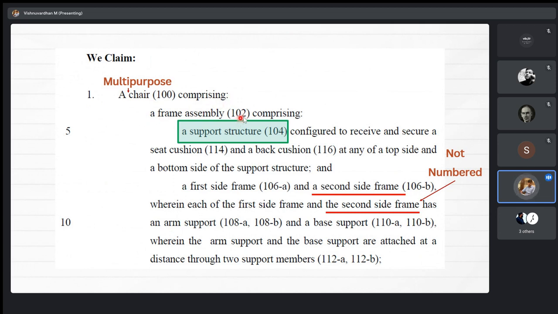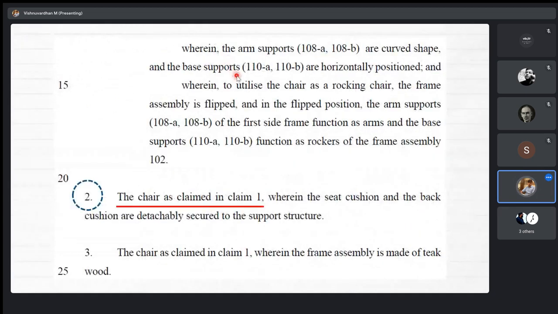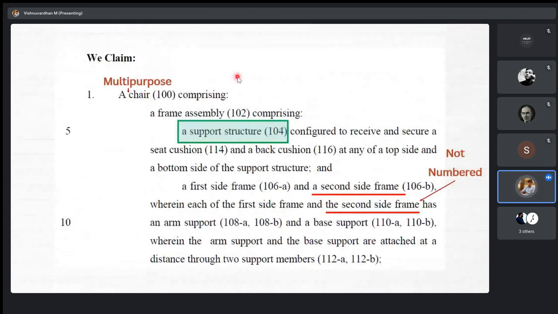So a frame assembly 102, further comprising. Again, they're giving the advanced details. You guys don't have to worry about all this. Don't try and overcomplicate your application. In the frame assembly, they're talking about more additional elements, a support structure, but forget that. So a frame assembly 102, a side frame 106A, and I think one more item, right? It keeps going. So what they've done is they've introduced only two components: a support structure and a first side frame.